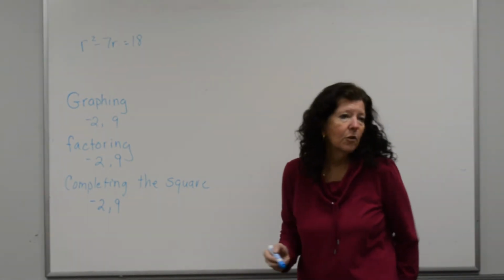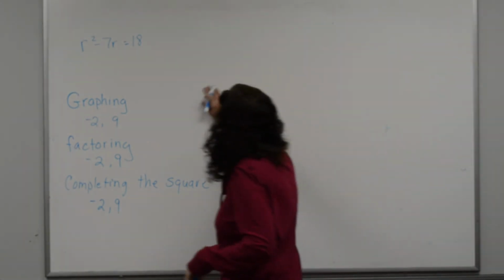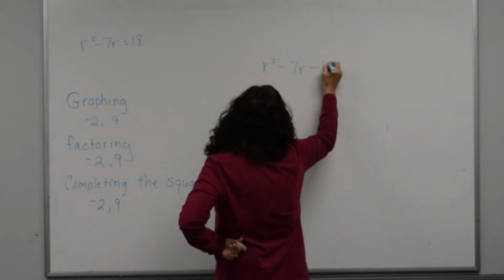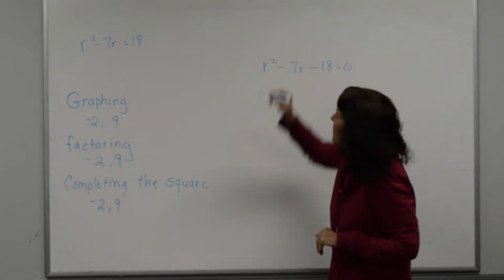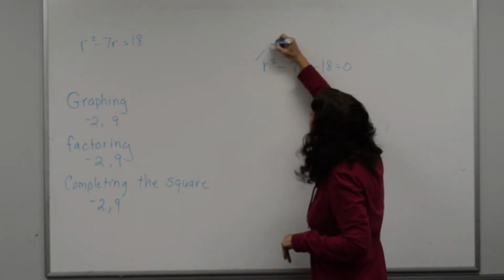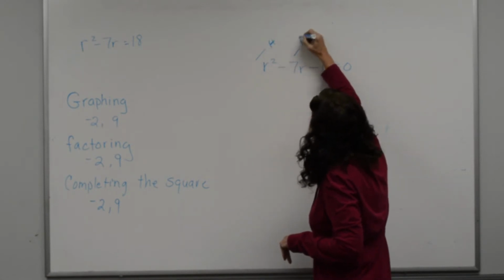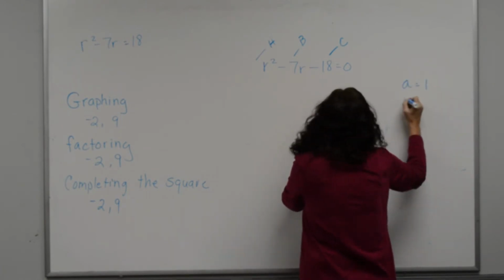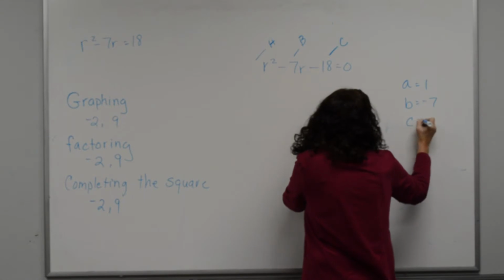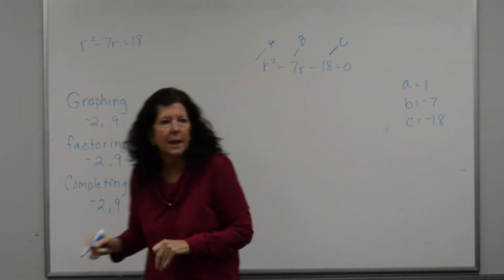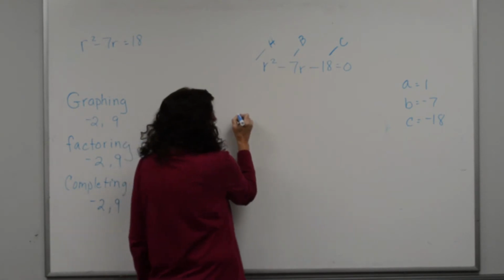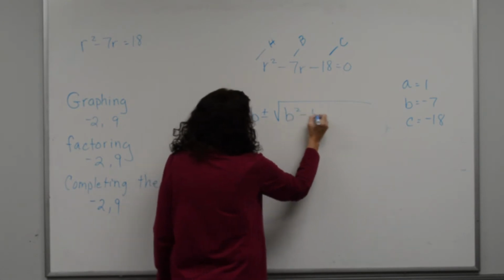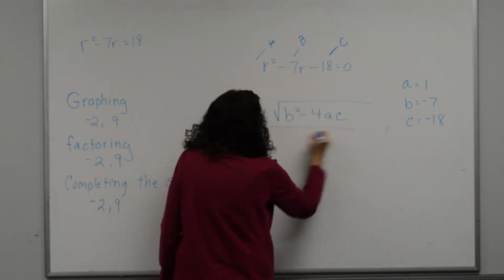Now, if I did the quadratic formula on this one, I would understand that I need to bring the 18 over. So I have r squared minus 7r minus 18 equals 0. Positioning makes the number in front of the r squared a, the number in front of the r b, and this last number c. So I have a is equal to 1, b is equal to negative 7, and c is equal to negative 18. Got that? Okay, here's the quadratic formula. Negative b plus or minus the square root of b squared minus 4 times a times c over 2a.